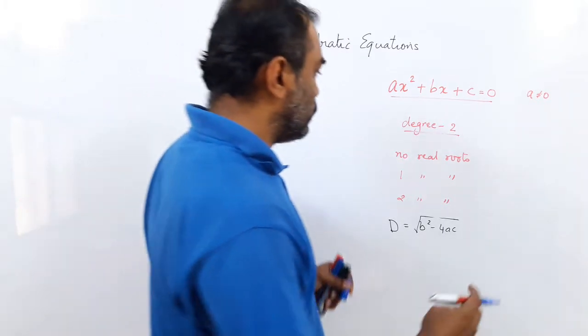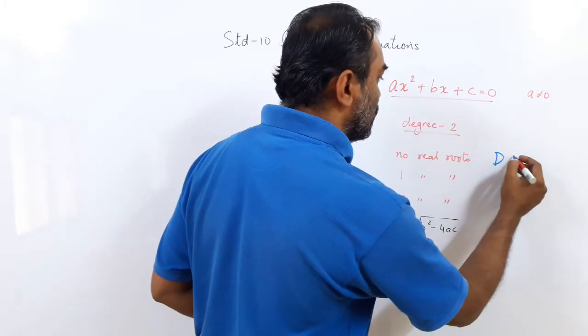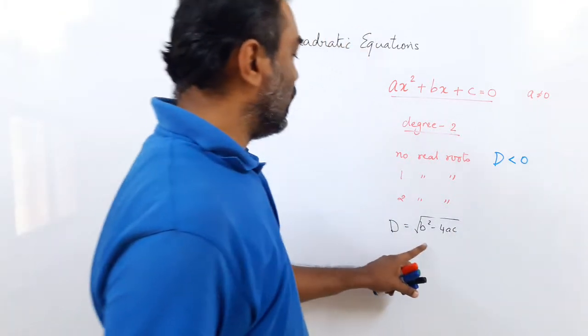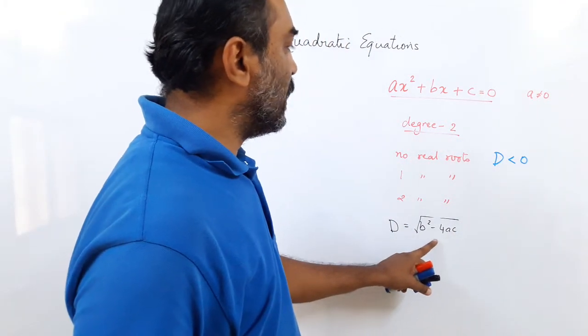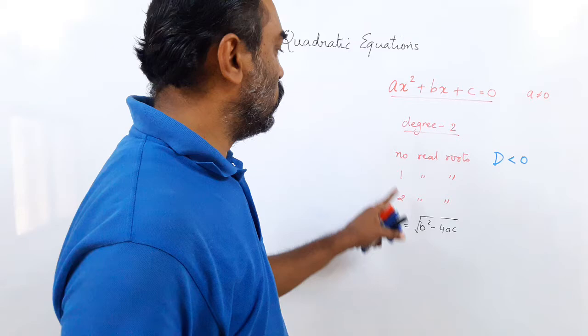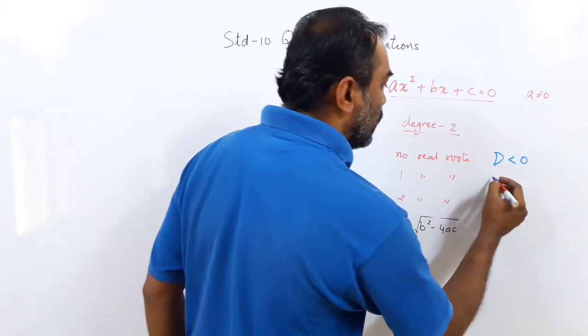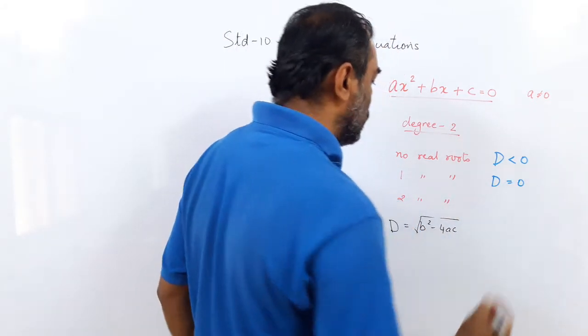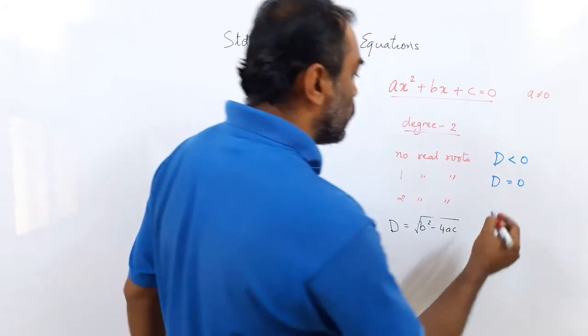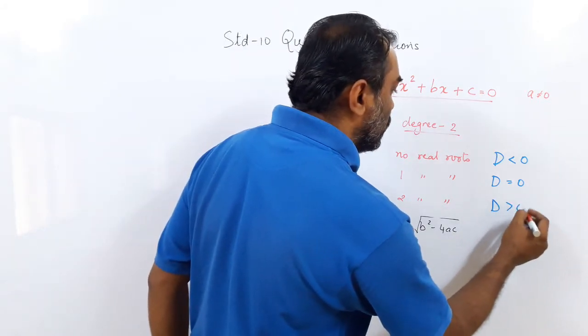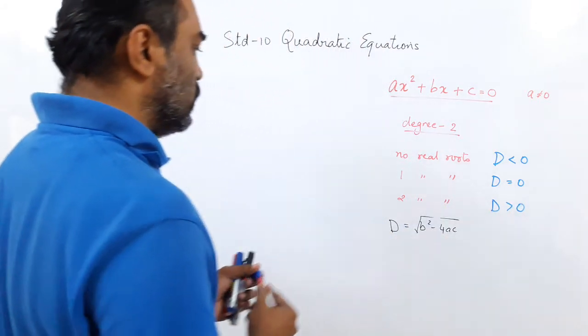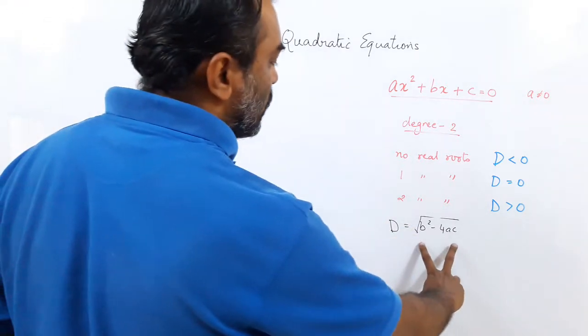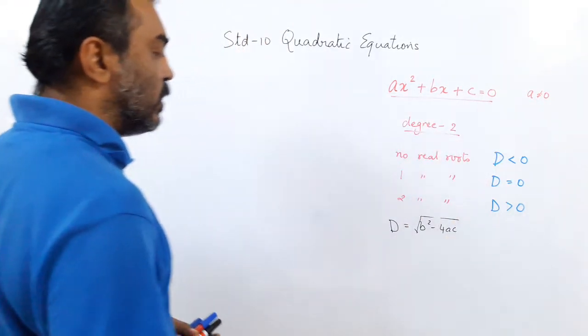If the D is less than 0, means D is a negative number and there is no root of a negative number. So if D is less than 0, there are no real roots. If D is equal to 0, there will be one real root. If D is greater than 0, there will be two real roots. So this is one thing we can do. Just remember this right now. We'll derive it later on.